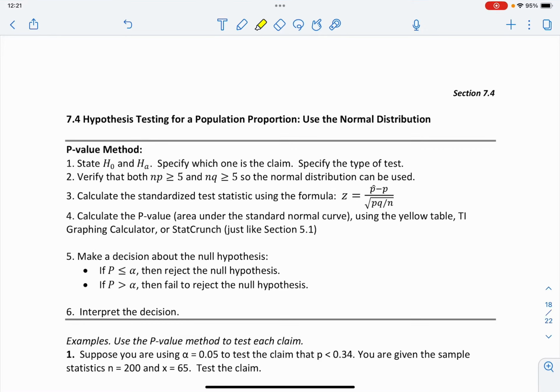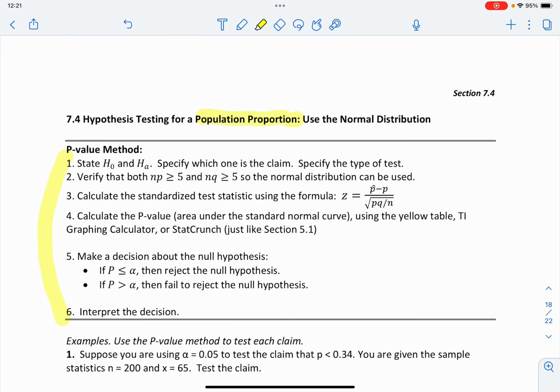Hey everyone, we're moving on to 7.4, the last section in chapter 7 that we'll cover. It's another type of hypothesis test. This one's for population proportions, so no means, no standard deviations, all percentages. The steps will look pretty familiar.